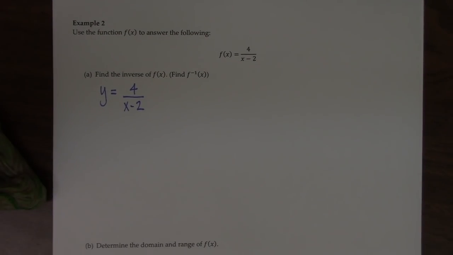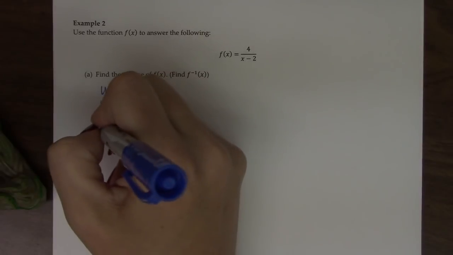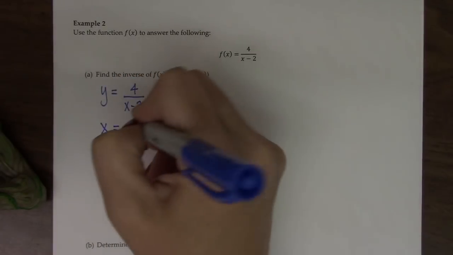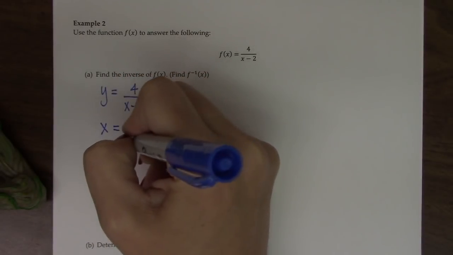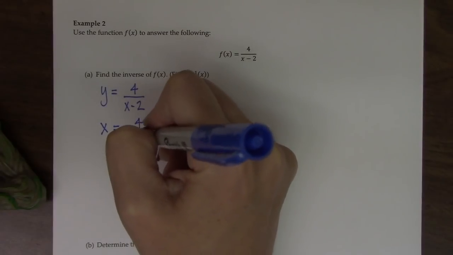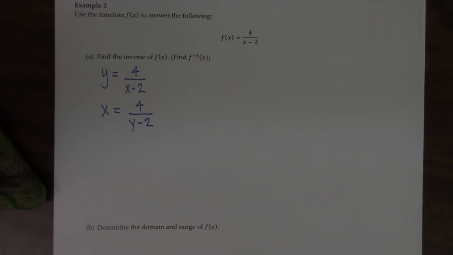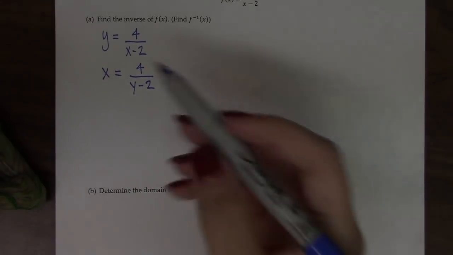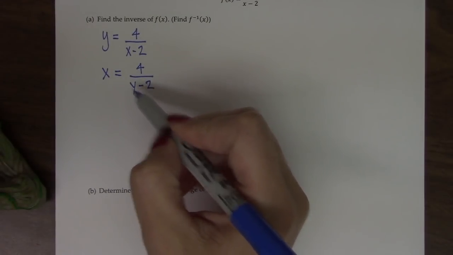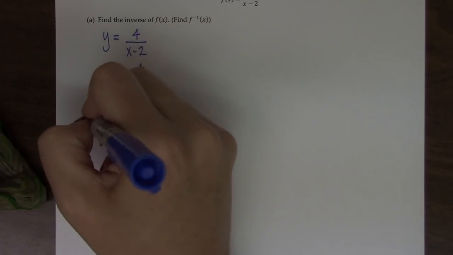Then I want to trade the domain and range. So now I'm going to rewrite the expression with x equals 4 over y minus 2. And now I want to use algebra to solve this new expression for y. So the first thing I'm going to do is multiply both sides by y minus 2.